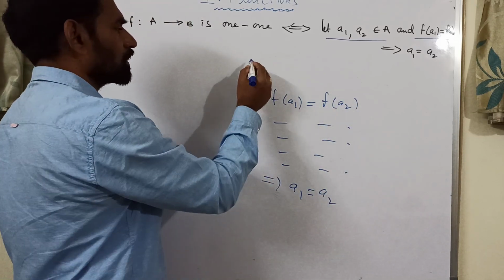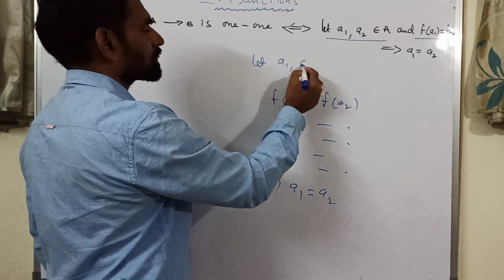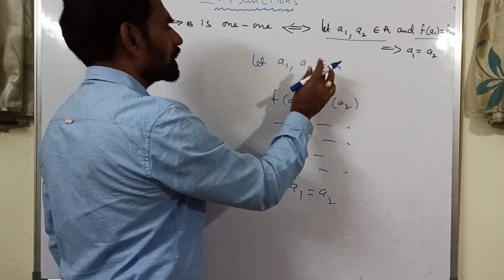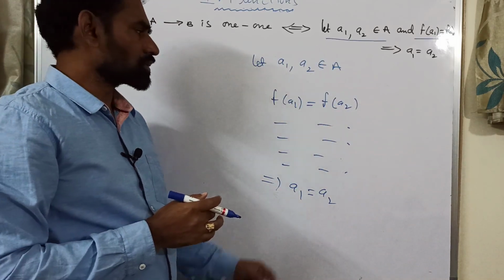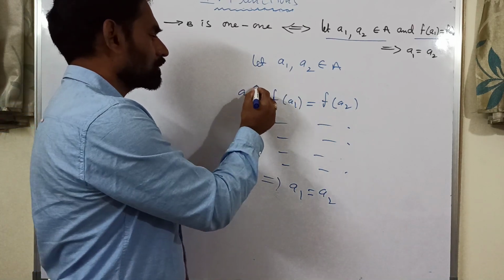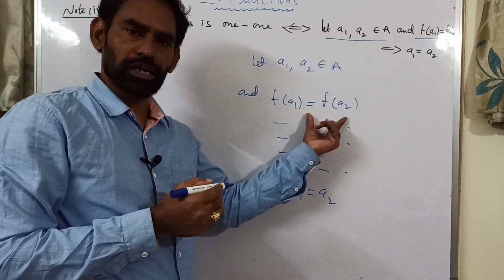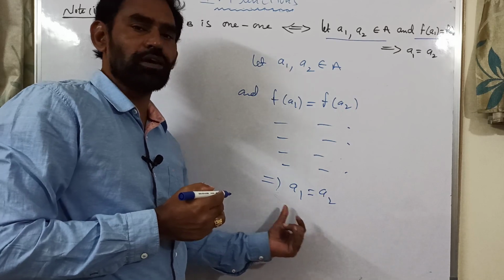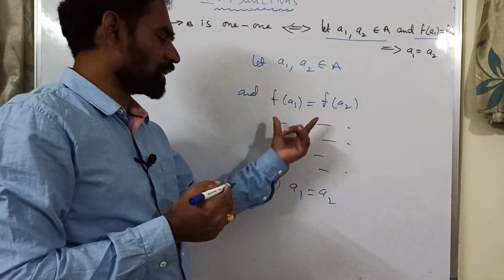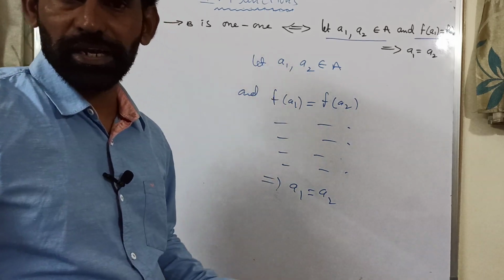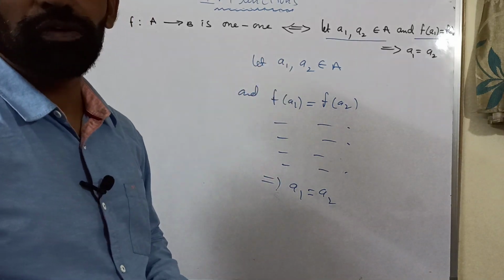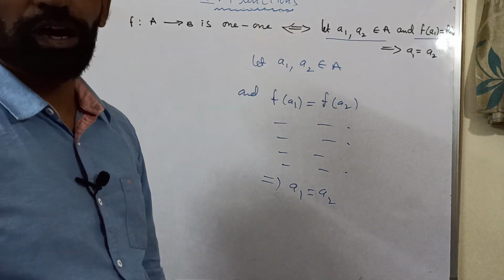How to start one-one: first we have to select two elements in the domain. A is the domain here. Then we take the images as equal. After that you have to show A1 equals A2. Images are equal implies elements are equal means indirectly they are one-one function. The given function is a one-one function.